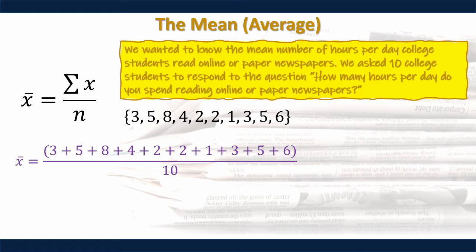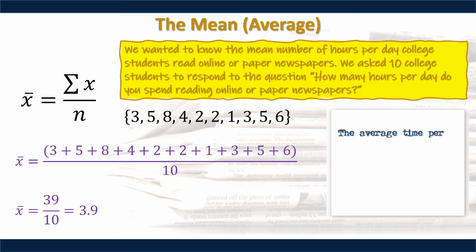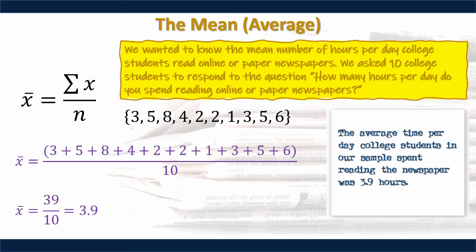X bar, if you add up all of these numbers and divide it properly, is equal to 3.9. The interpretation here is that the average time per day college students in your sample spent reading the newspaper was 3.9 hours, and this is exactly how you would write it up in your research report. You'd probably include standard deviation too, which we'll get to later in this video.